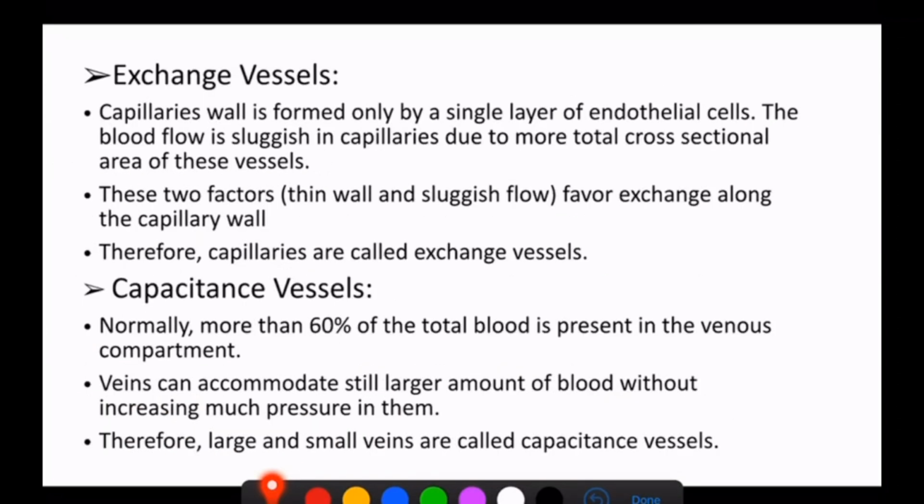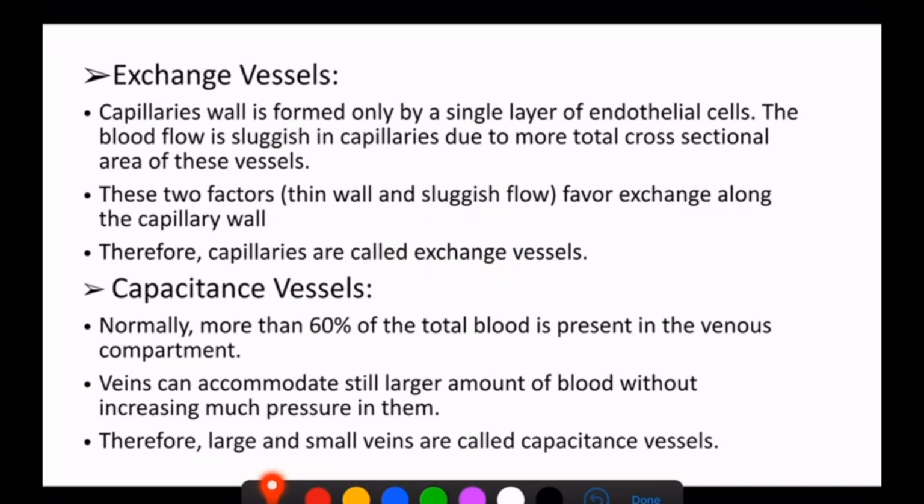Now, we have exchange vessels. Capillaries are known as exchange vessels because their wall is formed only by a single layer of endothelial cells, due to which the blood flow is sluggish in capillaries, and due to the large total cross-sectional area of these vessels. These two factors, thin wall and sluggish flow, favor exchange along the capillary walls and hence they are known as exchange vessels.